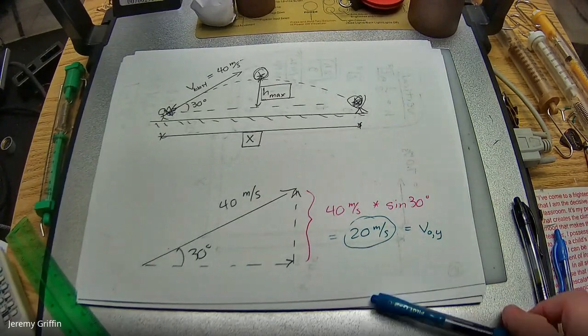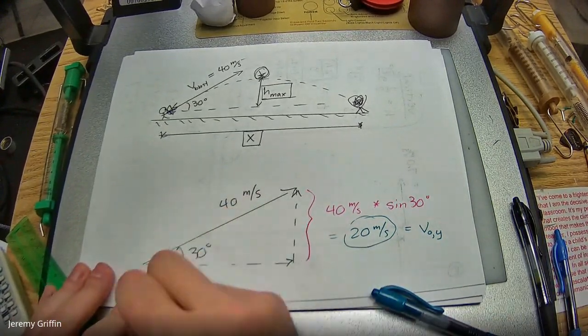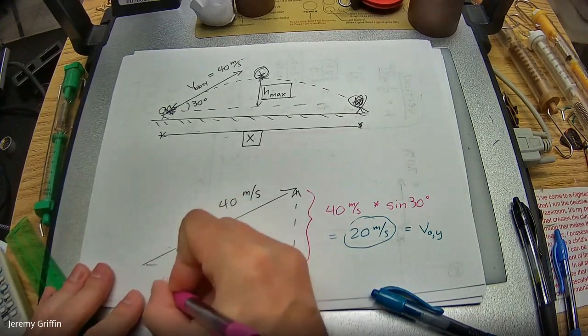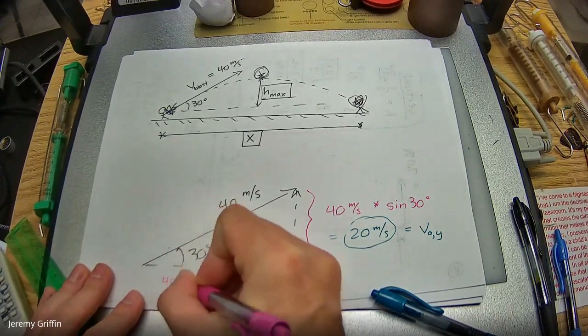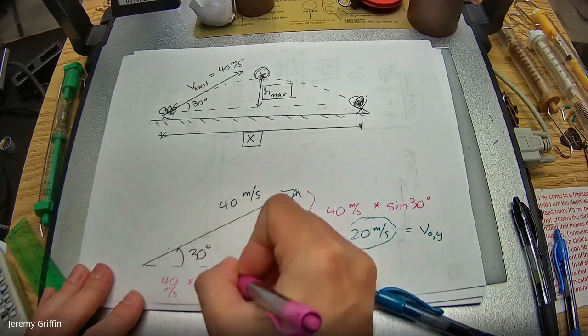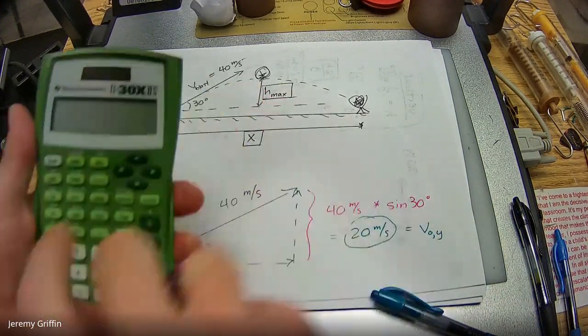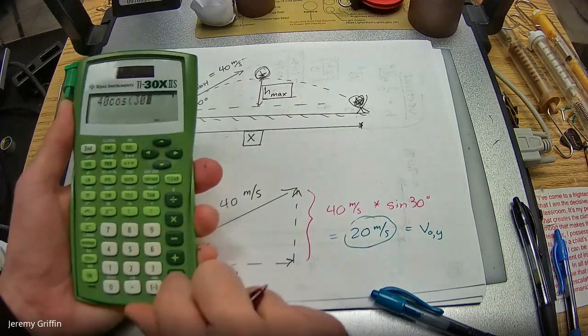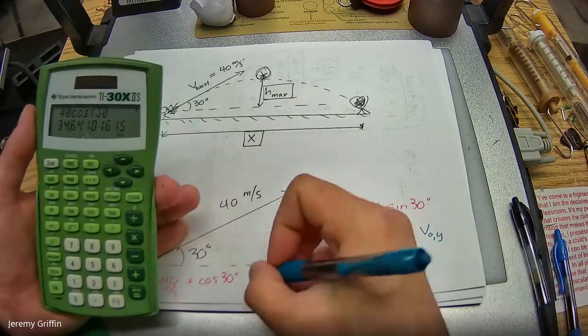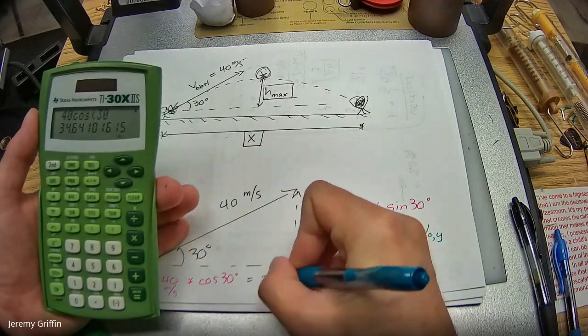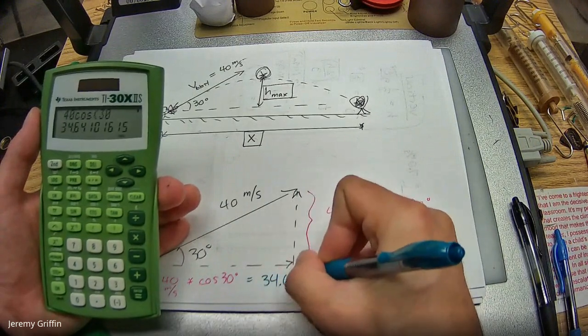Okay. What about Vx? Wouldn't this have to be 40 meters per second times cosine of 30 degrees? Okay. Now that one I have to use a calculator for. So what is 40 cosine 30? That looks like 34.6 meters per second.